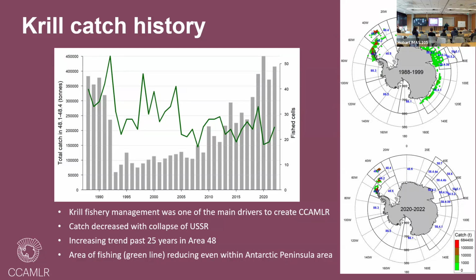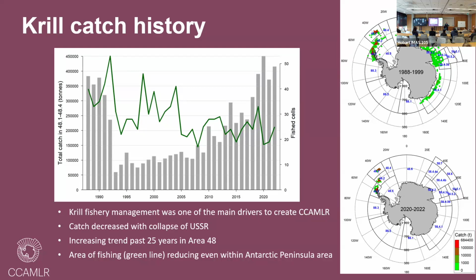One of the other things to point out on this slide is that green line that sort of goes downward to the right. It's showing the number of spatial cells that had fishing in them through time. And that's just within sub-area 48.1, which is the Antarctic Peninsula. So the amount of area that they're fishing is going down each year. They're getting more and more catch out of smaller and smaller areas. That's one of the problems that they're trying to solve with this new approach I'll talk about.